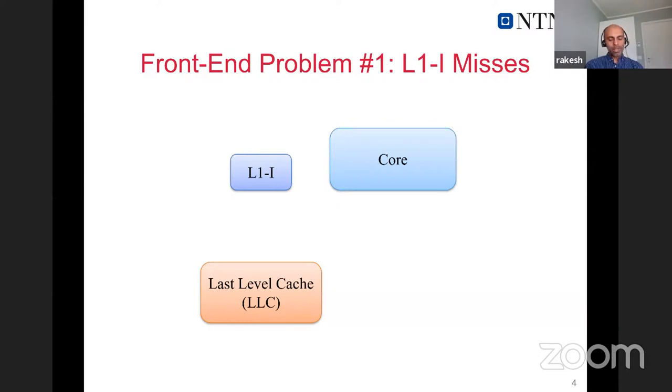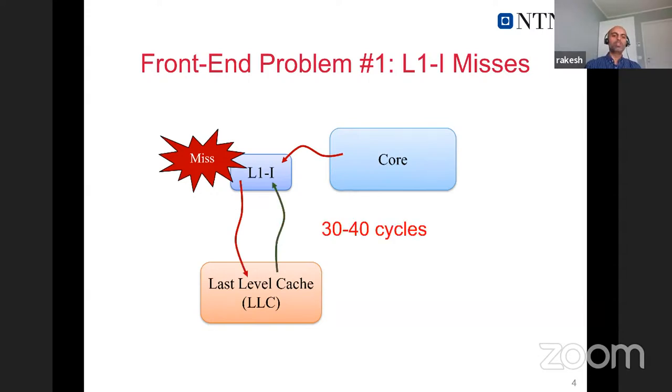And since the code footprint is multiple megabytes, there are also lots of branch instructions. So these instructions are way beyond the capacity of what you can hold in a level one instruction cache. So what happens? The core asks for an instruction, it's not in the L1, so we need to bring that cache block from the LLC. This takes around 30 to 40 cycles.